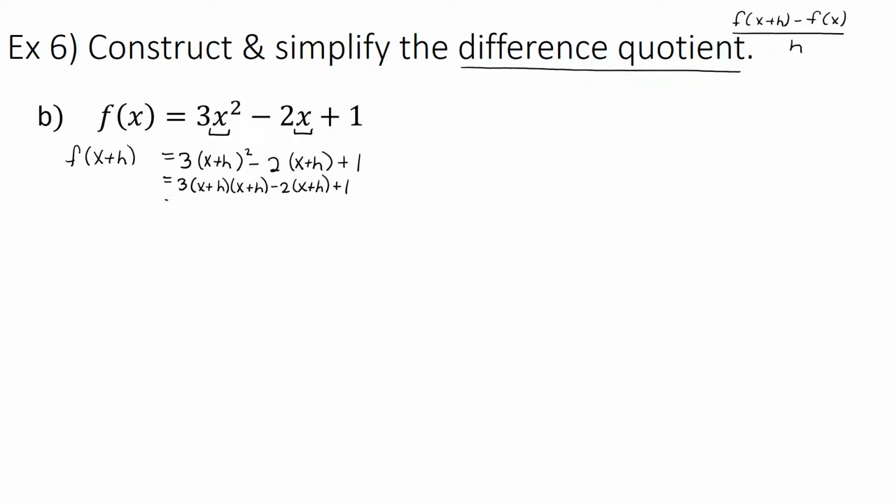And then from here we need to go ahead and multiply. I would suggest you go ahead and multiply x plus h times x plus h first. So x times x is x squared, x times h is xh, h times x is xh, h times h is h squared. So all of that was the result of this. Everything else remains the same.